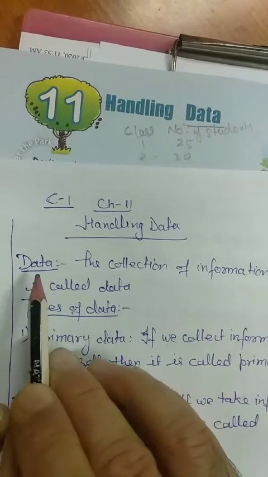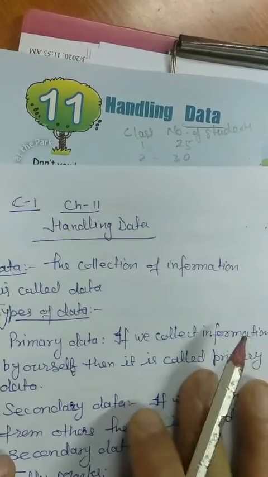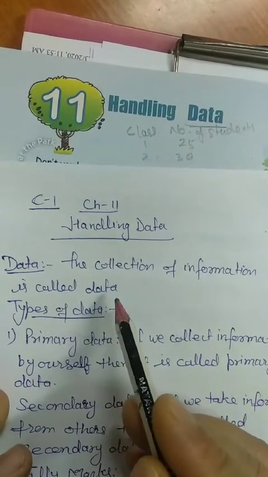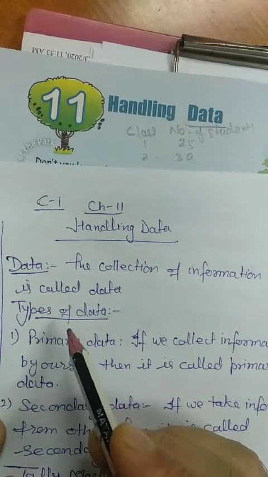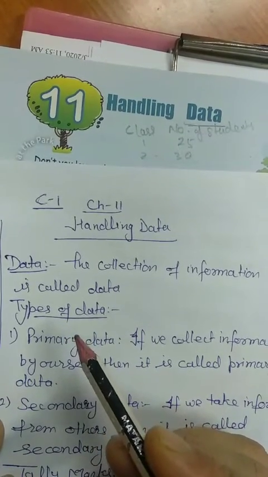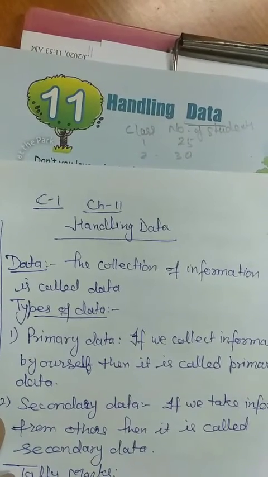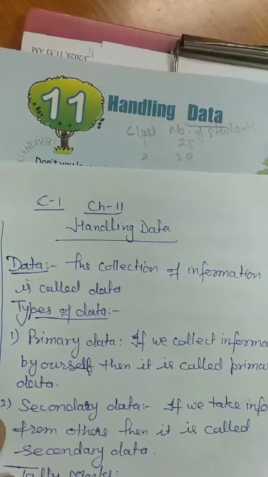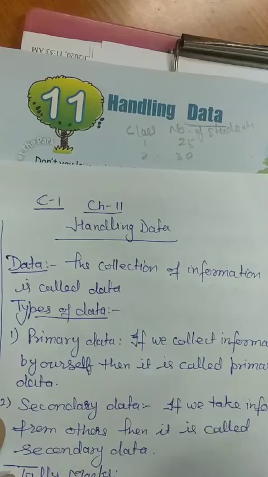So first is data. What is data? The collection of information is called data. The collection of information is called data. I was giving you an example. If you collect the data yourself, just like if I am sending you to every class and you are counting that this class has this number of students, class 2 has this, class 3 has this, it means you are collecting some information yourself, then it is called primary data.